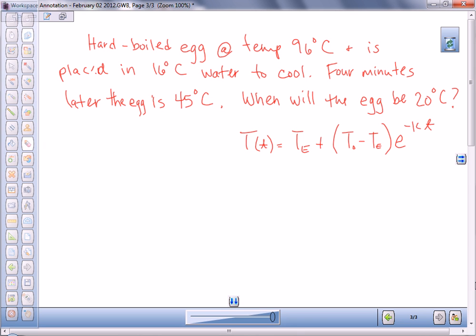It's about a hard-boiled egg. We have a hard-boiled egg that is at a temperature of 96 degrees Celsius. So obviously, we just boiled this egg. And it is placed in 16 degrees Celsius water to cool. 4 minutes later, the egg is 45 degrees Celsius. When will the egg be 20 degrees Celsius? So go ahead and write down that scenario so you'll have something to look back at tomorrow. And then we will set it up and solve it together, nice and slowly, and you can ask any questions you might have.